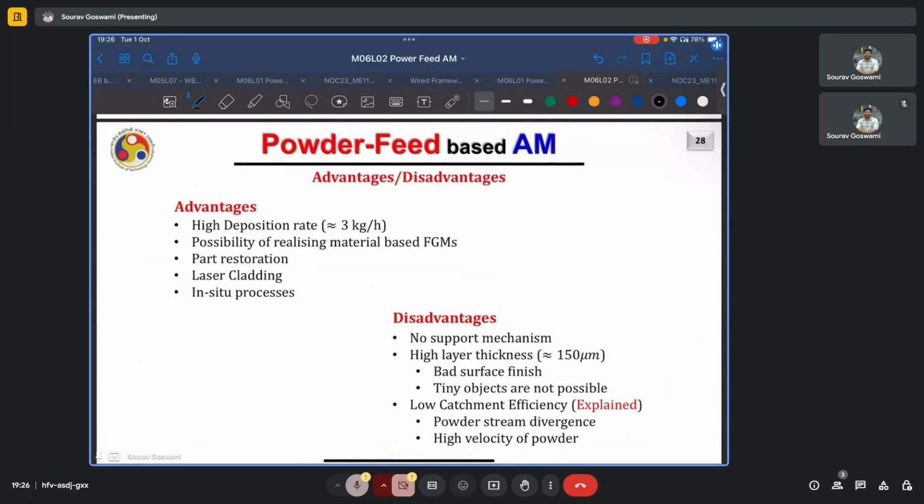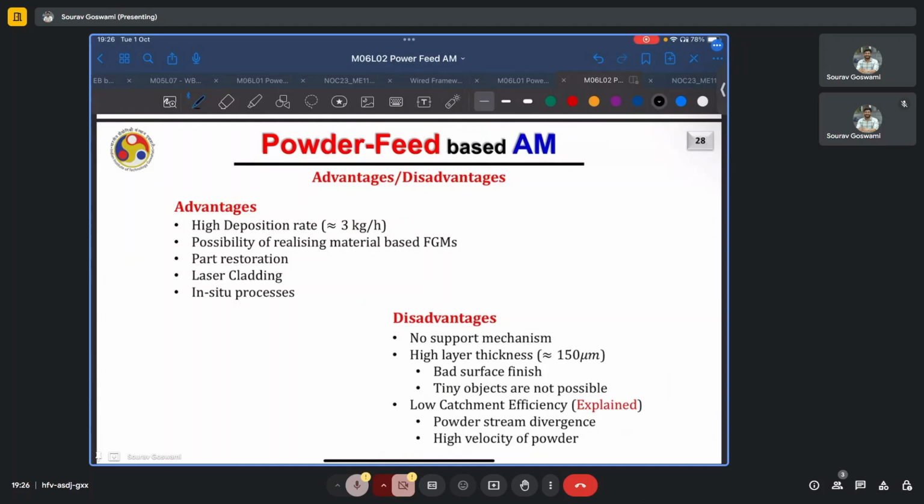Finally, to summarize, here are the advantages and disadvantages of powder feed based AM processes. They can have very high deposition rates of the order of 3 kg per hour. There is a possibility of realizing material or composition based FGMs. They can be used for part restoration and repair. They can be used for laser cladding applications, and they can be used for in situ processes.